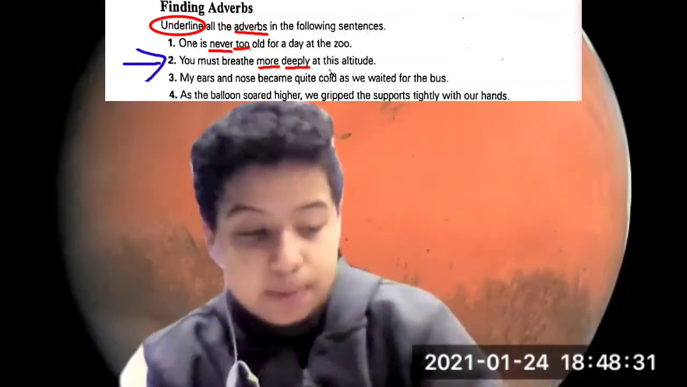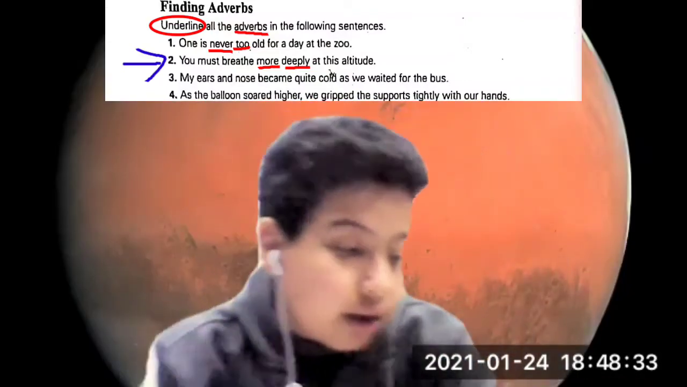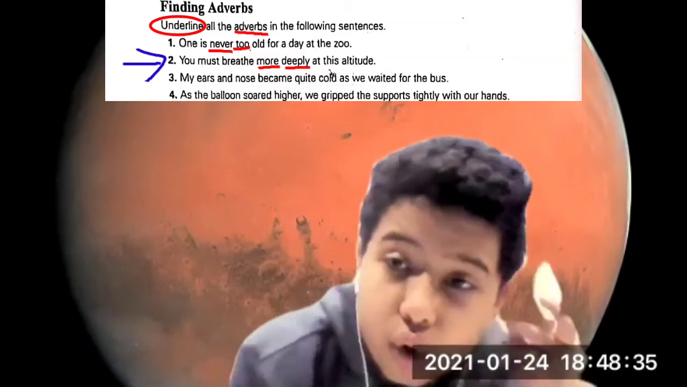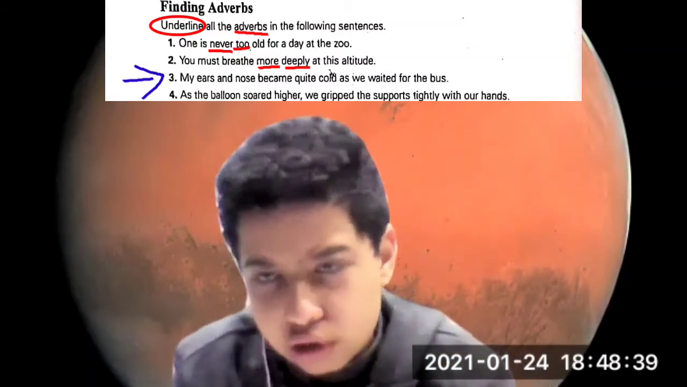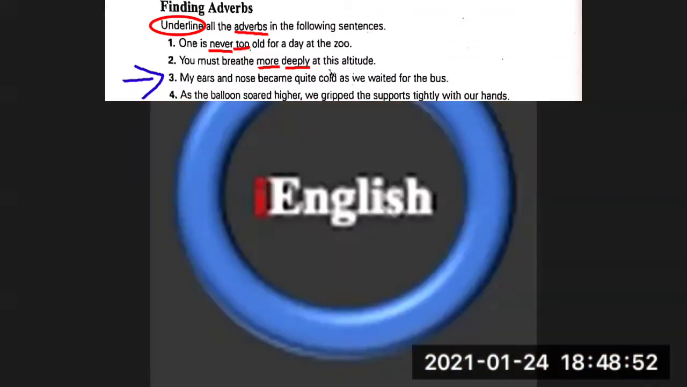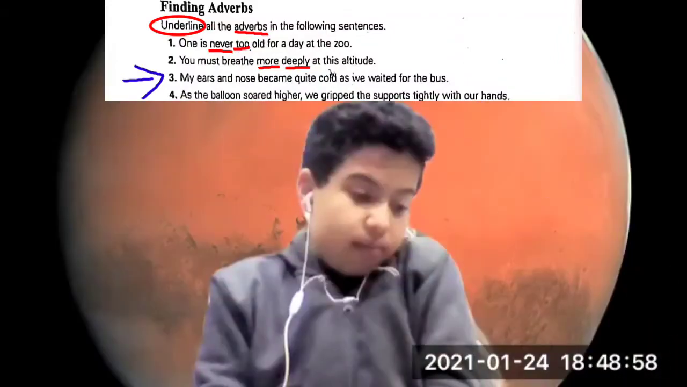Alright, more deeply, okay? My ears and nose became quite cold as we waited for the bus. Quite cold. Okay, we just need the adverb. What is the adverb?